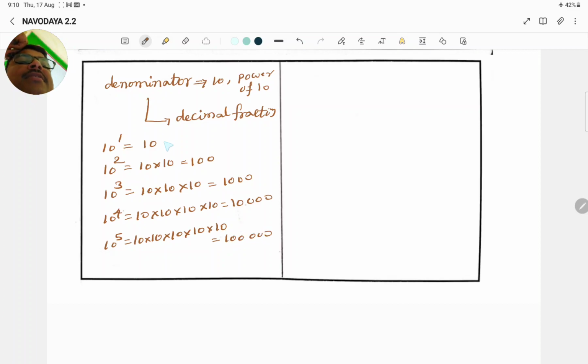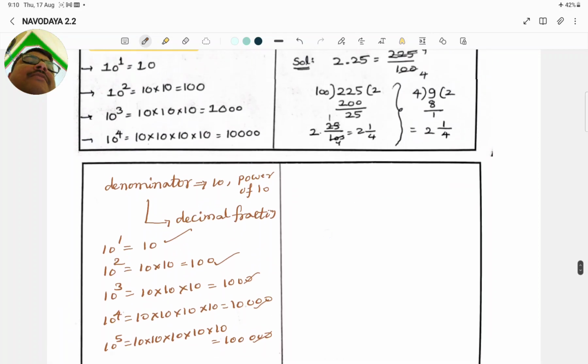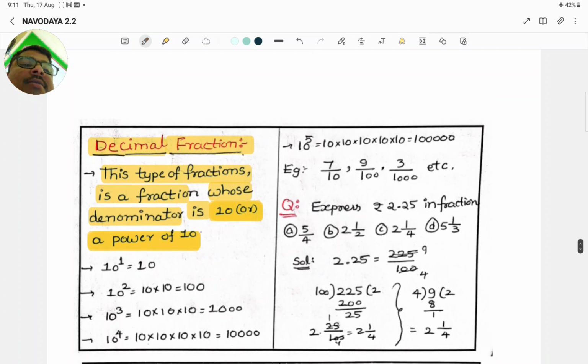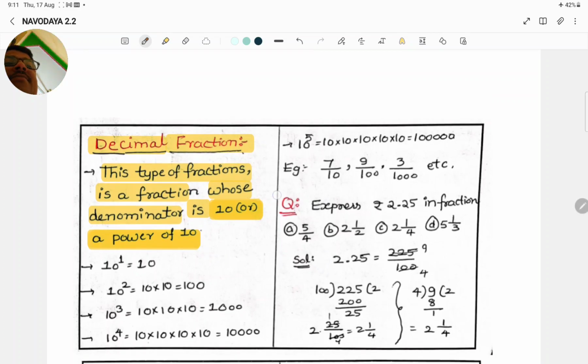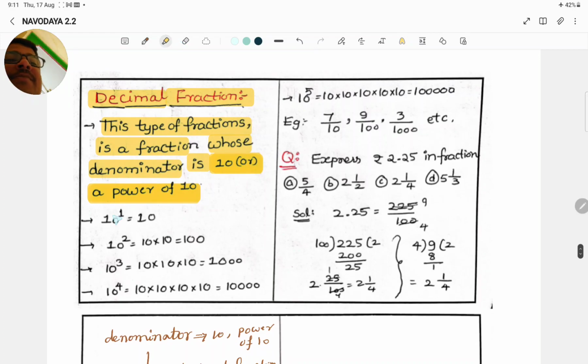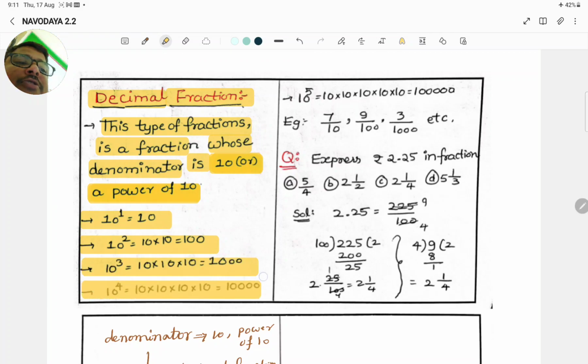That means in the denominator place 10 or 100 or 1000 or 10,000 or 1 lakh is present. Such types of fractions are the decimal fractions. When we observe the denominator, it must be 10 or a power of 10. 10 power 1 means 10, 10 power 2 is 100, 10 power 3 is 1000, 10 power 4 is 10,000, 10 power 5 is 1 lakh.